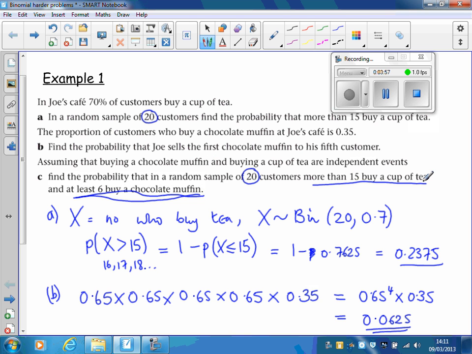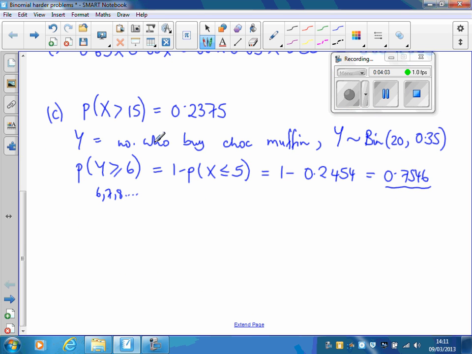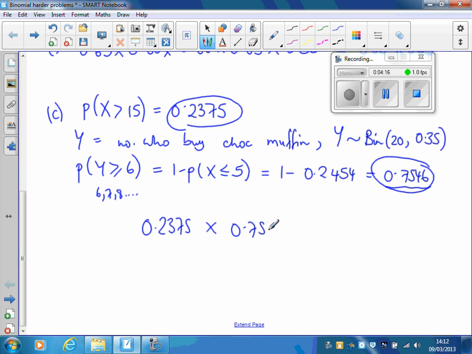The question now says, find the probability that in a random sample of 20 customers, more than 15 buy a cup of tea and at least 6 buy a chocolate muffin. And essentially the question is just then saying, what's the probability that this happens and this happens? And the only thing that we need to do there is multiply the two together. So 0.2375 multiplied by 0.7546, and that is just 0.1792.